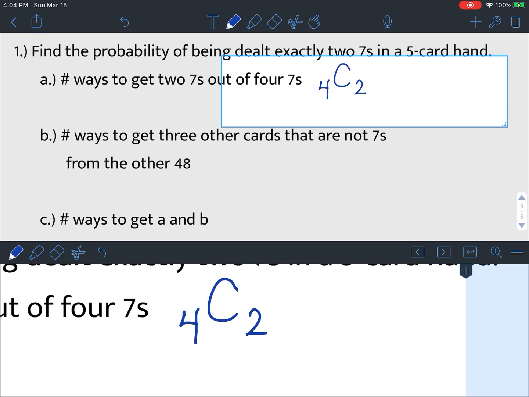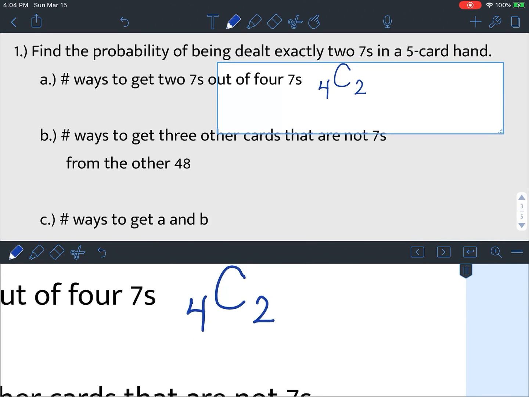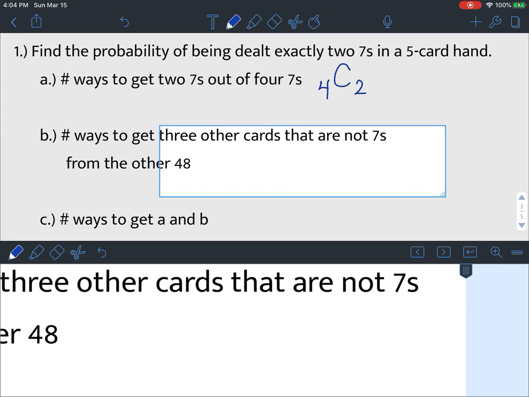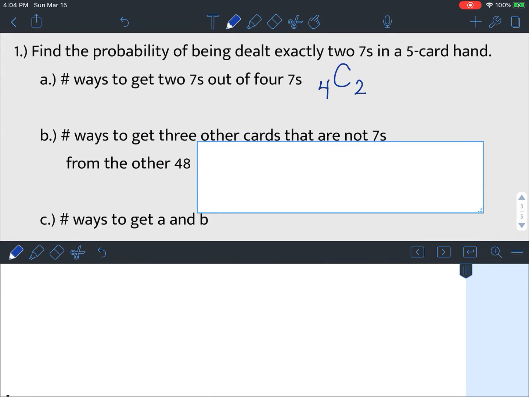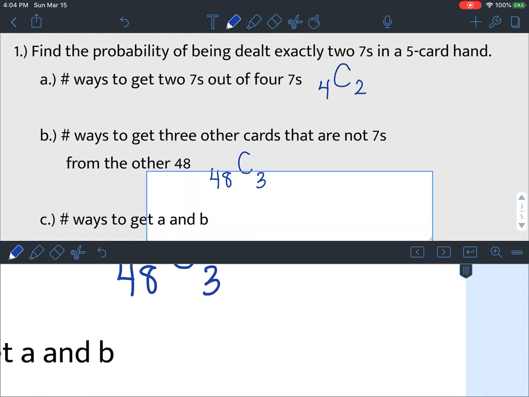We're just going to leave it like that for now because in the end we'll just type this in the calculator. Okay, so let's now come down to the next part. Number of ways to get 3 other cards that are not sevens from the other 48. So that would be 48C3. Okay, so let's think about that. The other 3 cards can be any cards. They don't have to be in a particular order. That's why it's a combination. If they're not sevens, then we can only count from the other 48 cards. We can't use the 52 total. And, of course, we need 3 of them.